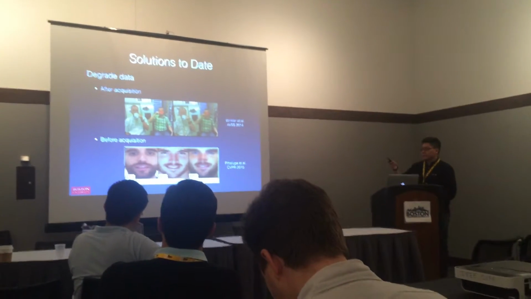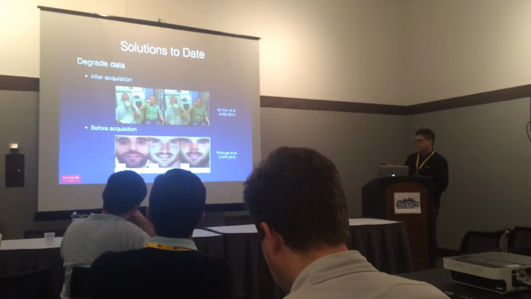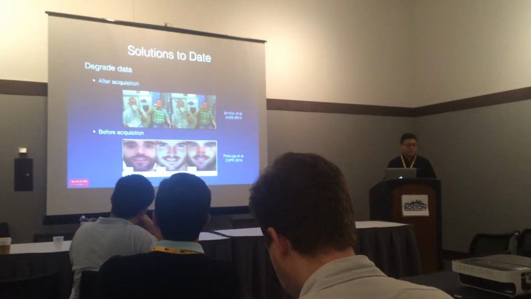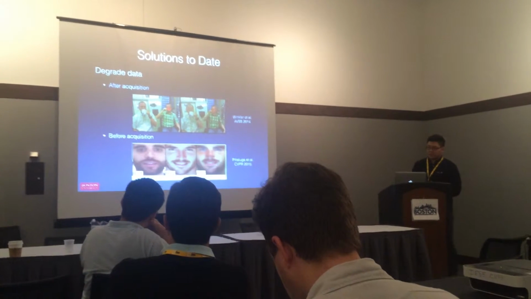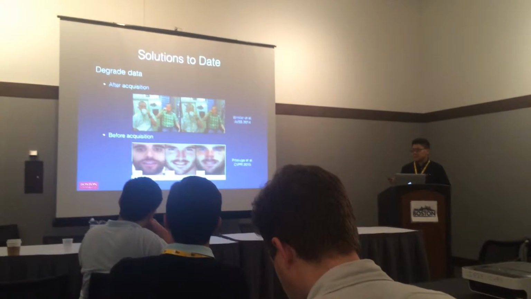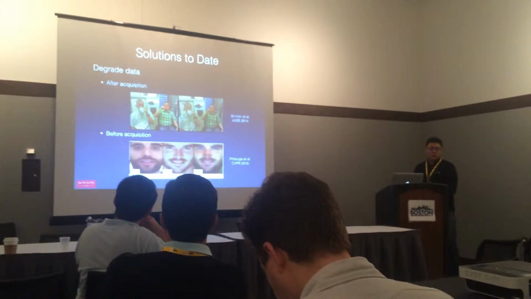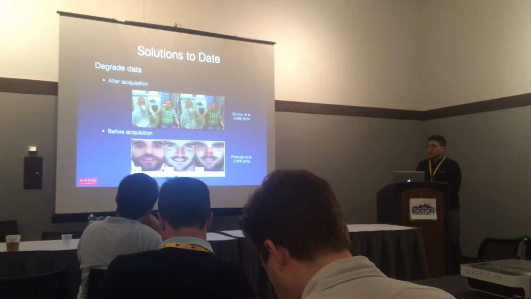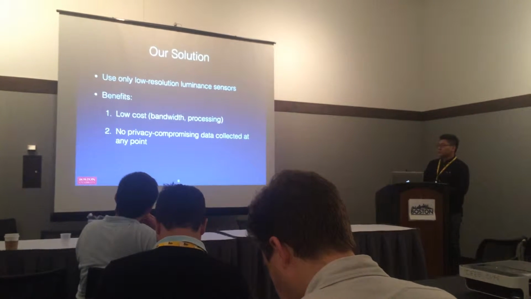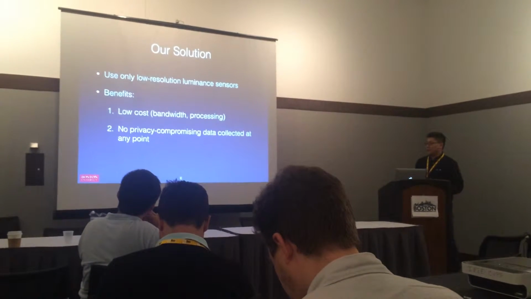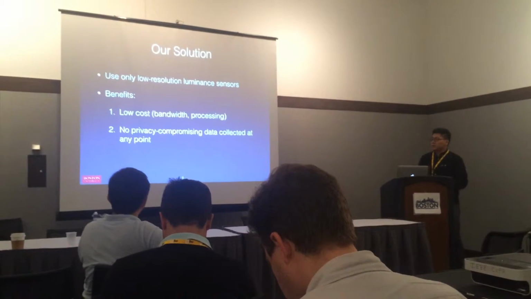Or we can do this before acquisition. For example, there's a very nice work in this CVPR by Peter Luga's group. They put a privacy-preserving optical lens in front of the camera, and they mask the face before they capture it. The common thing in these solutions is that they still use high resolution cameras. So we go in the opposite direction by proposing the solution of using only low resolution luminance sensors.